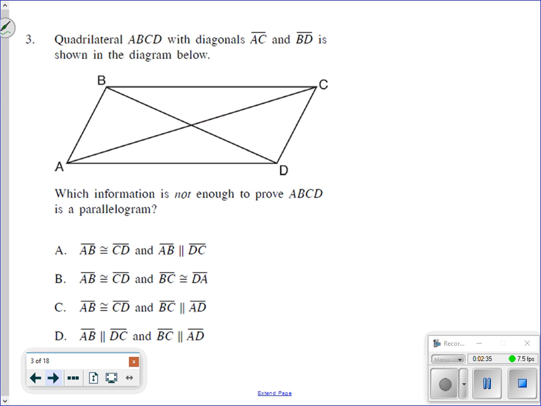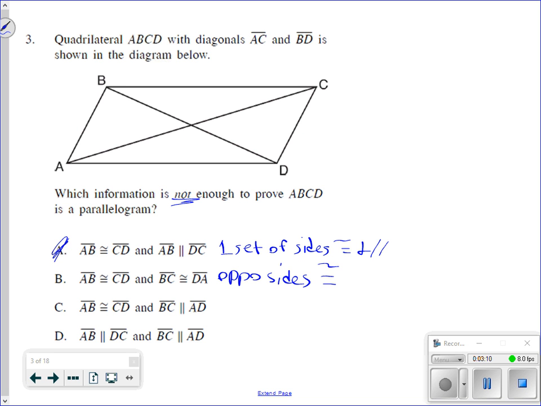The third one, which information is not enough? And that's the key word, which is not enough to prove it's a parallelogram. Choice A, AB is congruent to CD and AB is parallel to CD. That says one set of sides congruent and parallel. That does work. That is sufficient. All right. Choice B, AB congruent to CD, BC congruent to DA. That's opposite sides congruent. We know that one is a property that works.